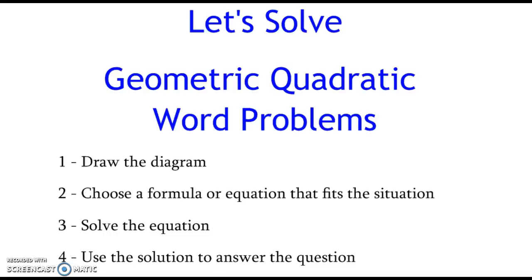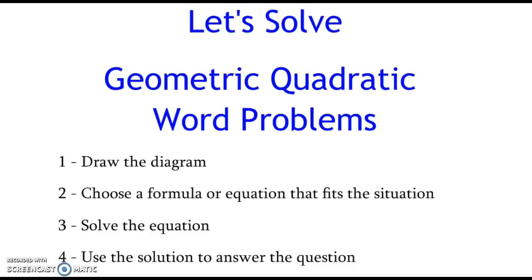In general, the 4 steps in solving a geometric quadratic word problem is to draw the diagram, choose a formula or equation that fits the situation, solve the equation, and then use that solution to answer the question. So if you solve the equation, you get a number. Step 4 says to answer the question. So you might say, oh, that number is 15 feet or something like that.